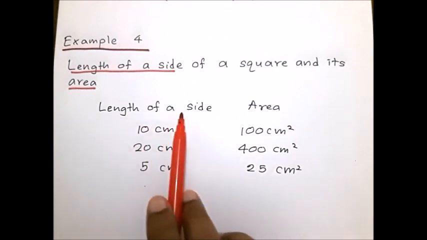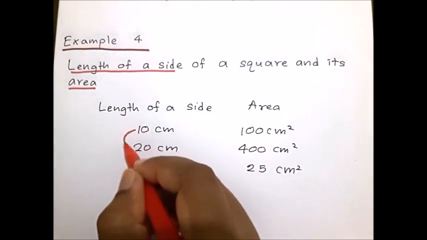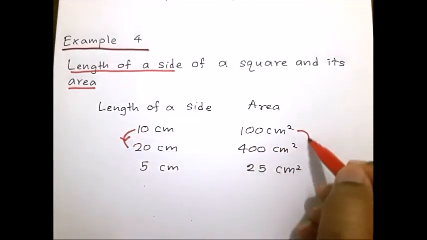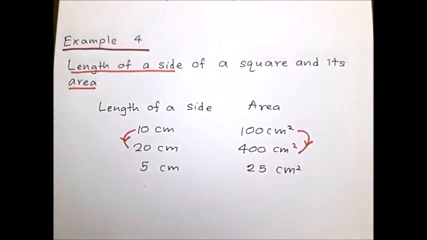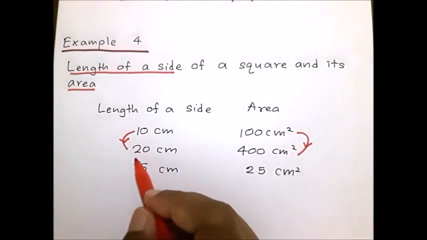Here the two quantities are length of a side and area. Here the length of a side increases. Here the area also increases. Here 10 multiplied by 2, 20.